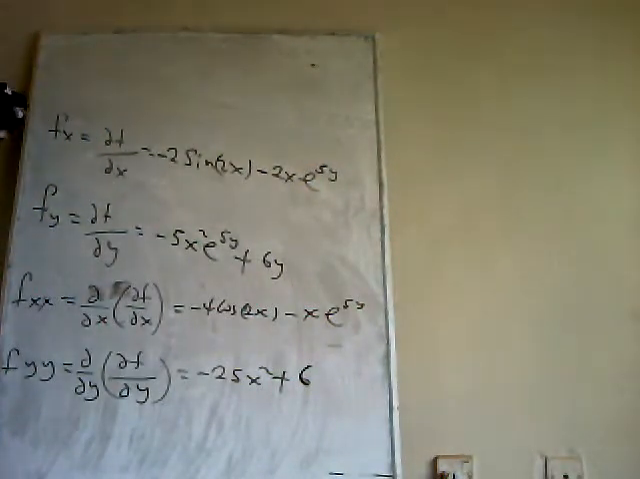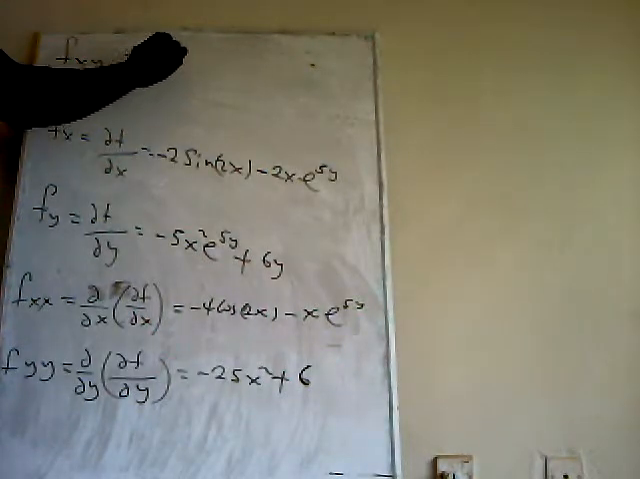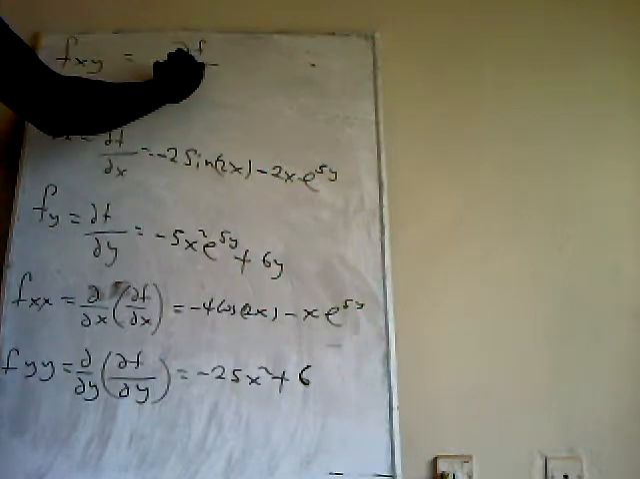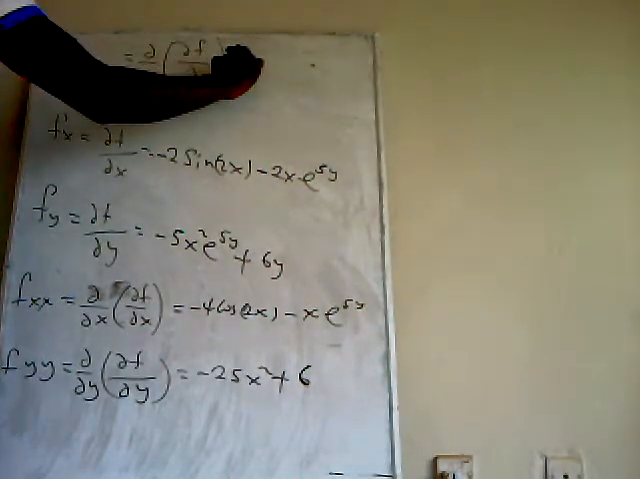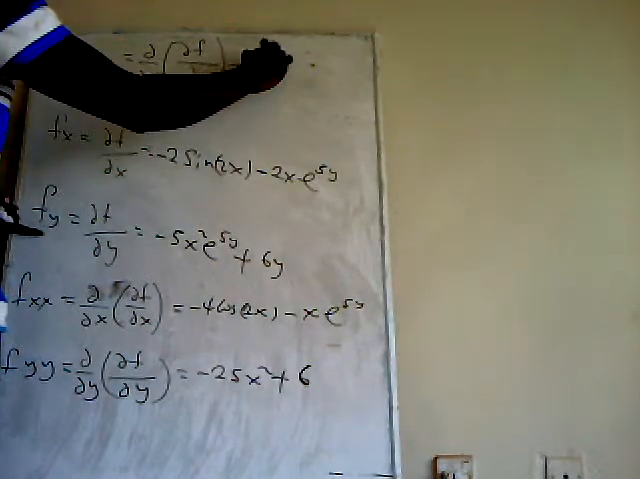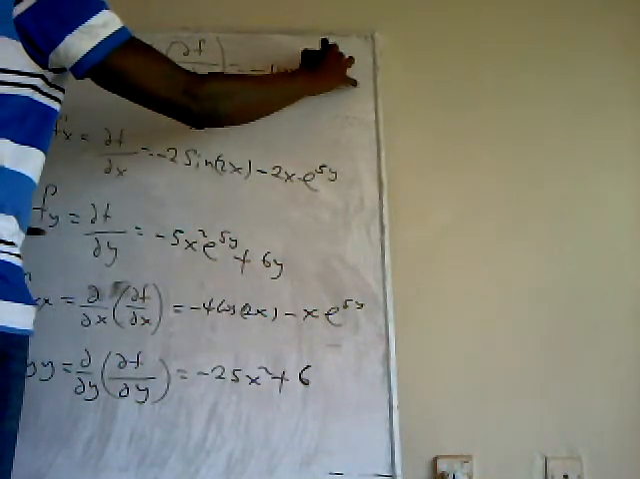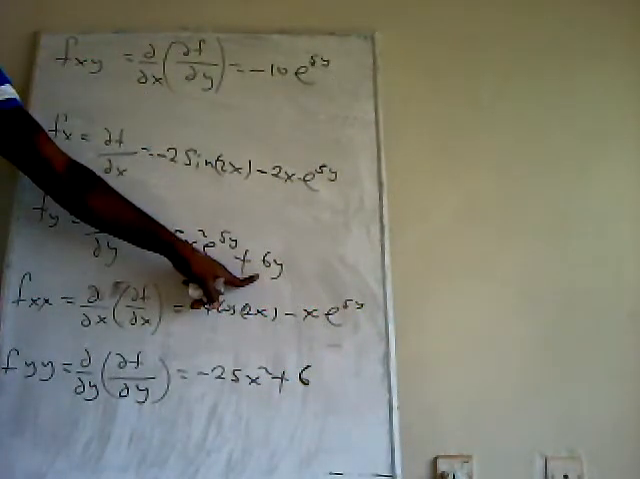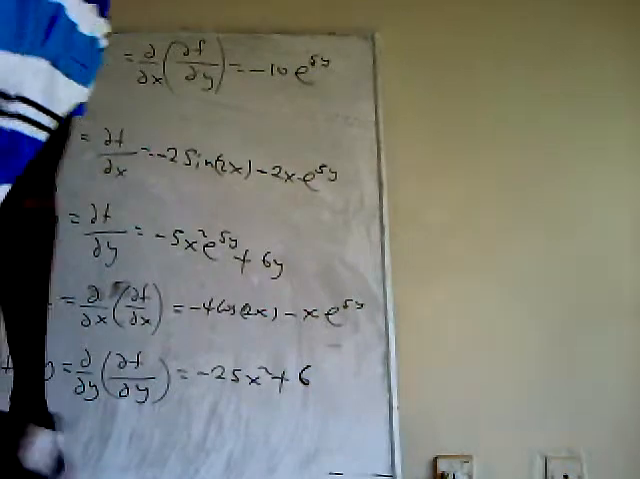I can again differentiate, I can find fxy, and that is differentiating del f del y with respect to x. This with respect to x. And I'll just get minus 10x e 5y. There is no x here, so it goes to 0. Okay.